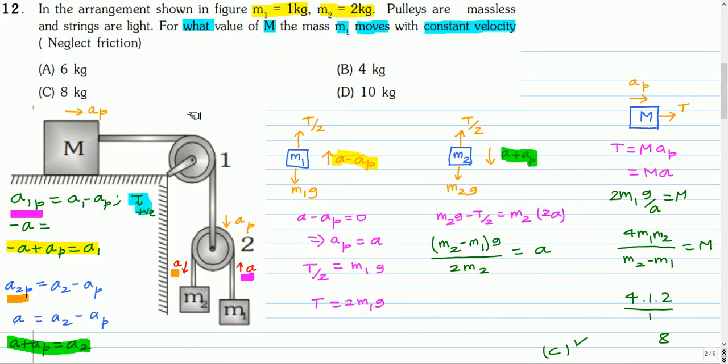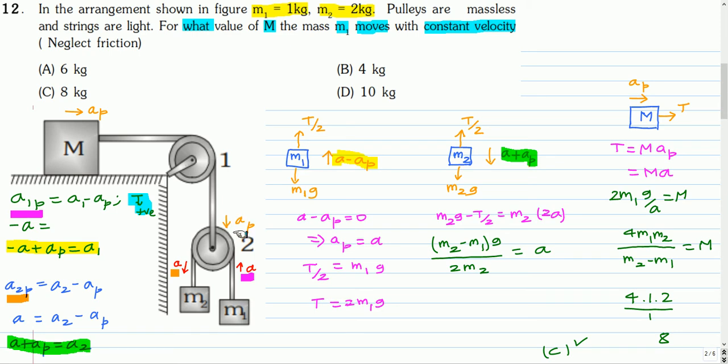This is the next question. In the arrangement shown in the figure, m1 is 1 kg, m2 is 2 kg, pulleys are massless and strings are light. For what value of capital M does small mass m1 move with constant velocity? So m1 moving with constant velocity means the acceleration of m1 should be 0.